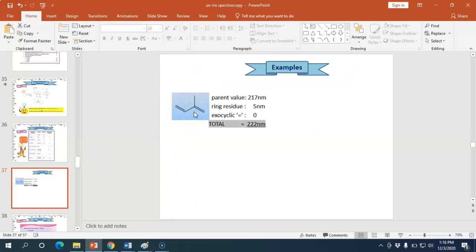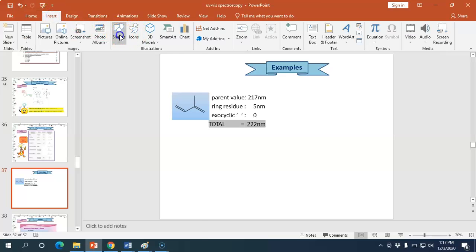First thing first, you need to determine the parent value. Since we can see that the double bond is contained here and here, inside and outside, the partially benzene ring. So we can assume that the parent value is heteroannular. So the value for heteroannular is 217. So when you determine the parent value, make sure you draw the loops first.